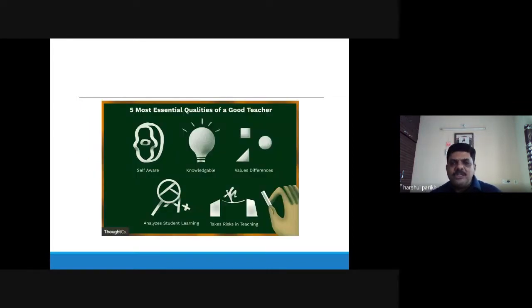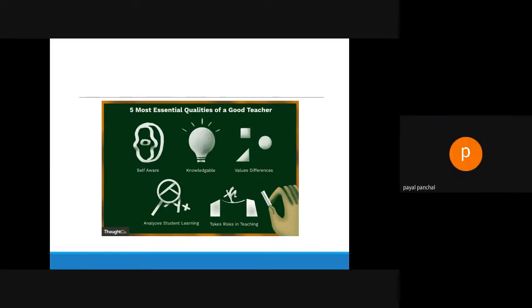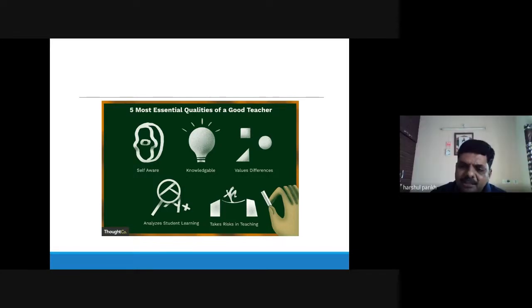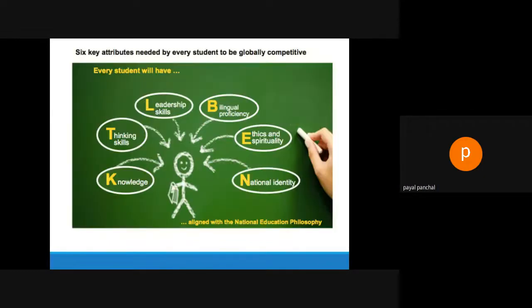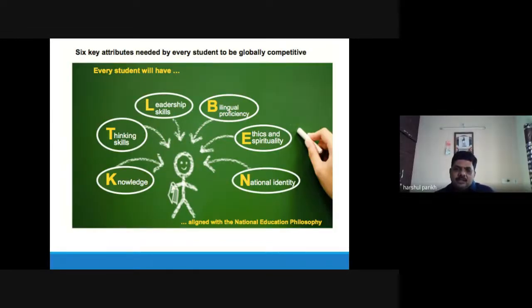So as a good teacher, what are the characteristics? One is self-awareness. Second is being knowledgeable. Third is valuing difference. Analyzing student learning. Taking risks in teaching. And these are the 6 key attributes.